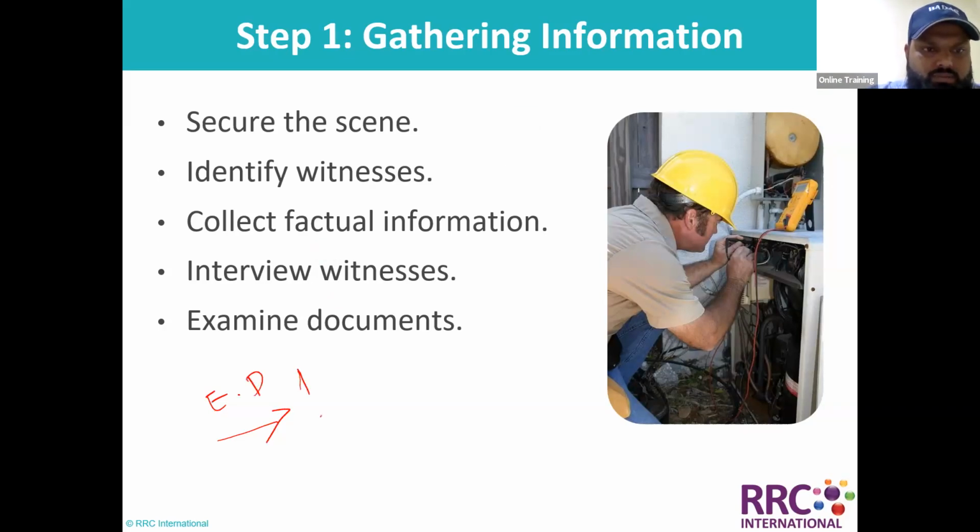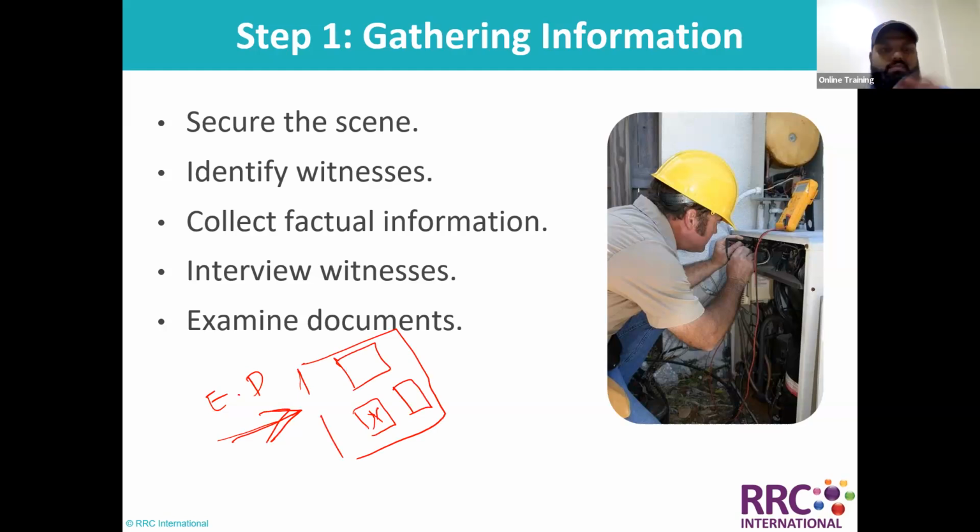Entry point is, for example, this is the premises, this is the entry point. Okay, and we got one man down over here. And the load has fallen over here, the crane is parked over here. Means you can just make a rough sketch over there. That would give you, for later use, a memory regarding this.